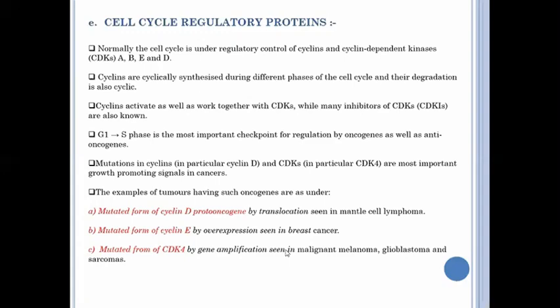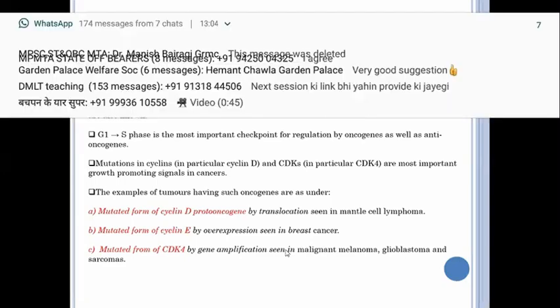Normally, the cell cycle is under the regulation of cyclins. These are the A, B, E, and D cyclins. The cyclins are cyclically synthesized during the different phases of the cell cycle, and their degradation is also cyclical. The cyclins activate as well as work together with cyclin-dependent kinases, while many inhibitors of cyclin-dependent kinases are also there.